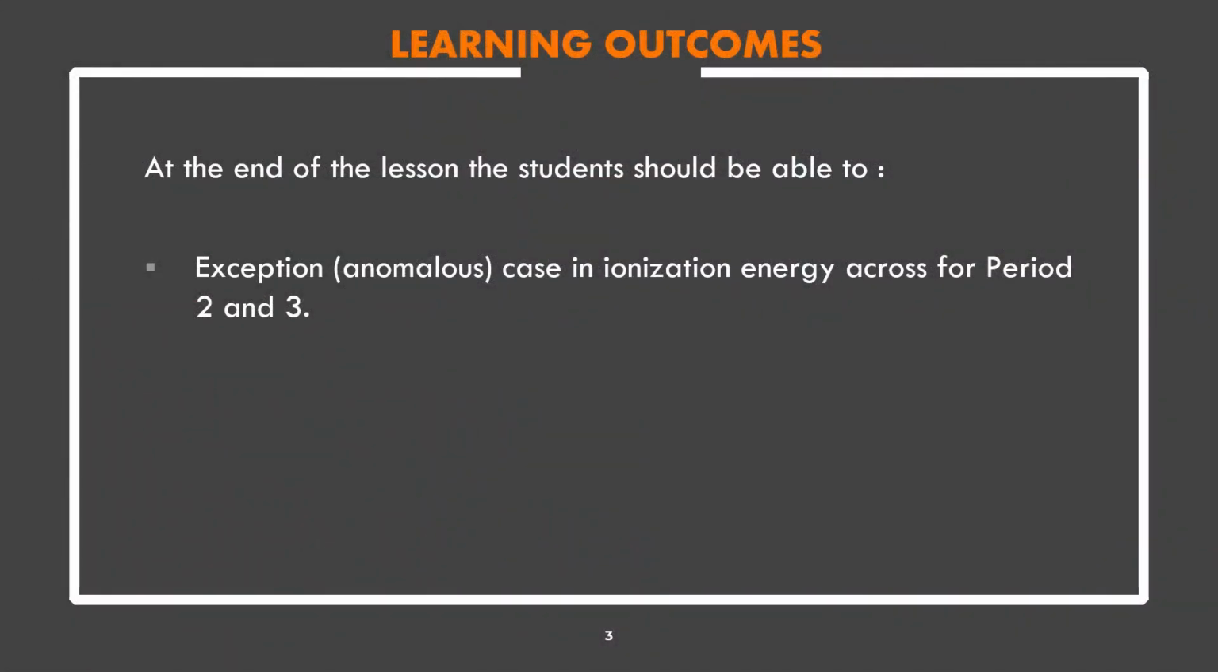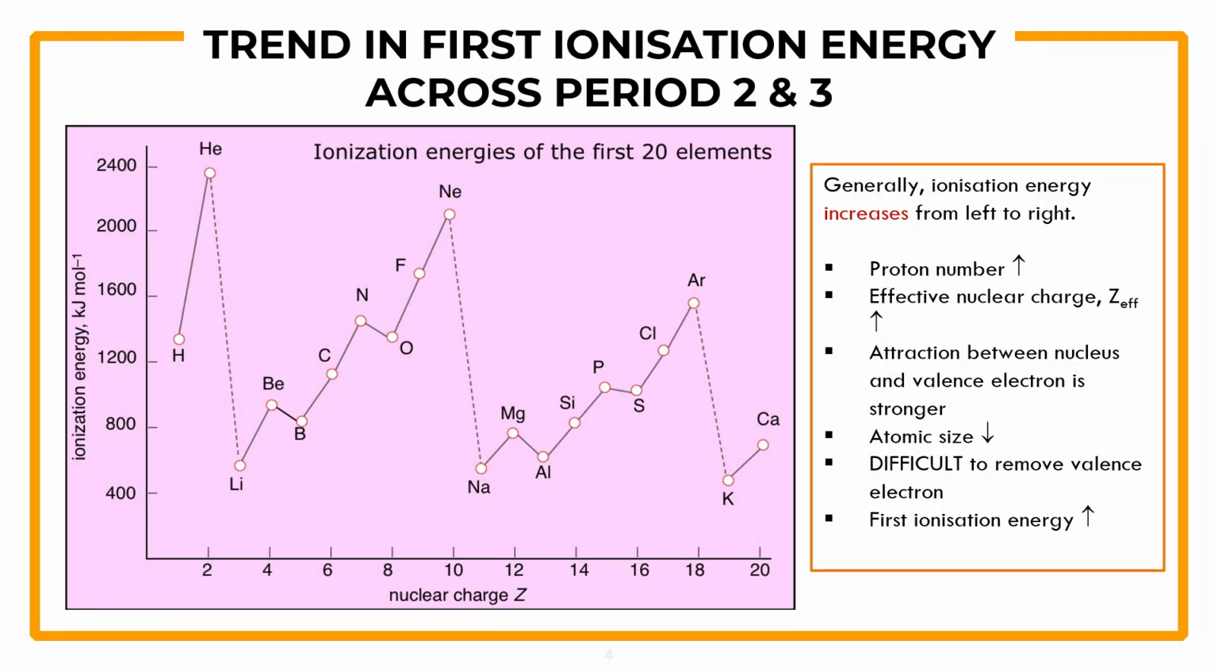In this lesson, you are going to learn the exception or anomalous case in the first ionization energy across period 2 and period 3. In this lesson, you are going to study the trend in first ionization energy across period 2 and period 3.